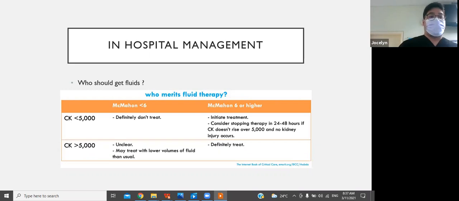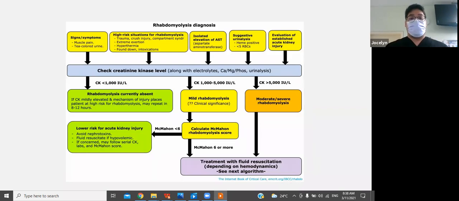If the CK is less than 5,000 and the McMahon score is less than 6, we definitely don't give so much fluid, okay? But if the CK is more than 5,000 and McMahon is more than 6, we initiate the treatment. And next one, if CK is more than 5,000 but McMahon is less than 6, it's still unclear, but yes, I will treat this patient, because CK is already more than 5,000. This is the slide that I showed to you before: when to start your fluid resuscitation by using the McMahon score.